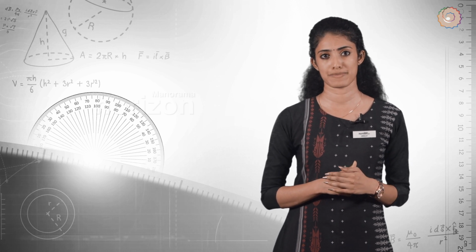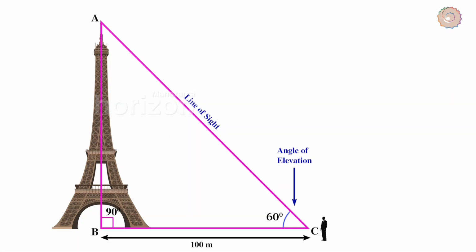Now, let's say BC was 100 meters and angle BCA is 60 degrees. To find the height of any building, you need to know at least these two pieces of information. That is, the distance at which a person is standing from the foot of the building, the angle of elevation, and the height of the person. Let us see how to make use of trigonometric ratios to measure the height of the Eiffel Tower without even going to the top of the building.